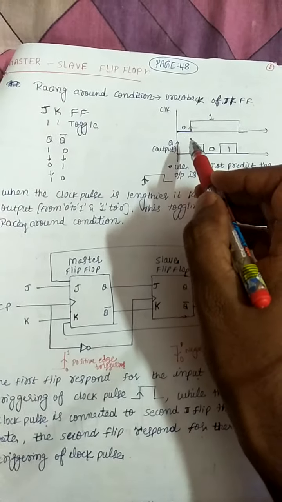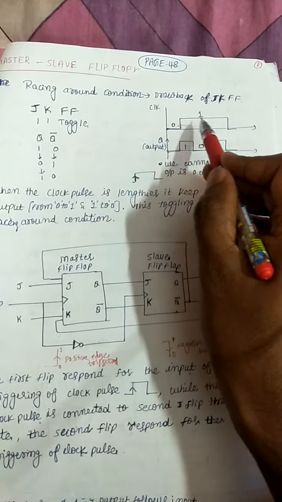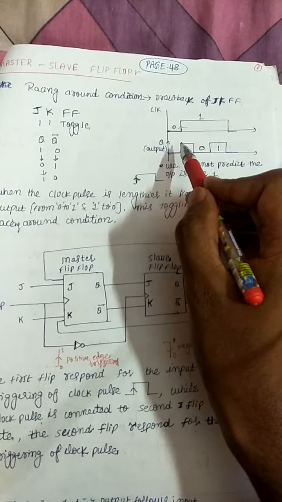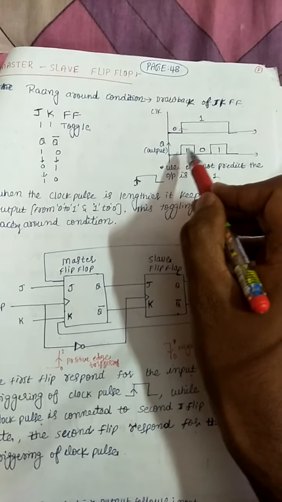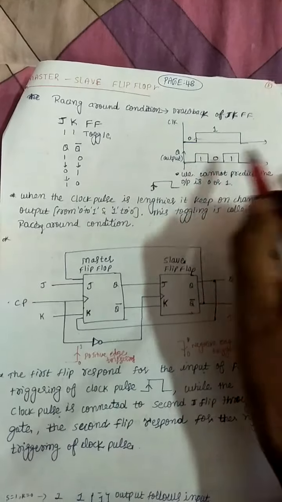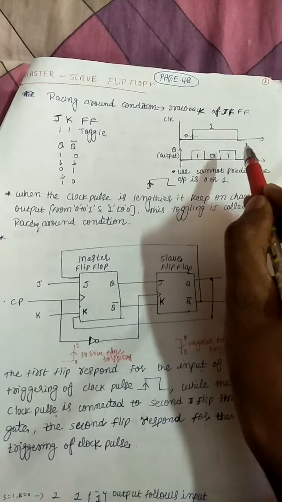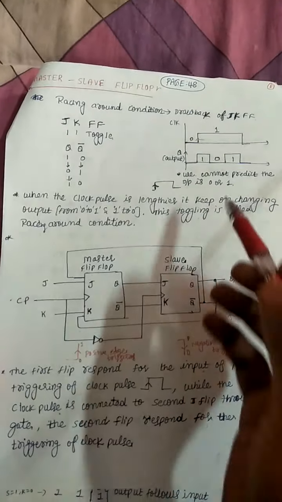So here I have shown the race around condition. For clock equal to 1, the output should be 1 or 0, but here it's toggling from 1 to 0, 0 to 1. We can't predict what output we have at the output of the flip flop. This is called the race around condition.